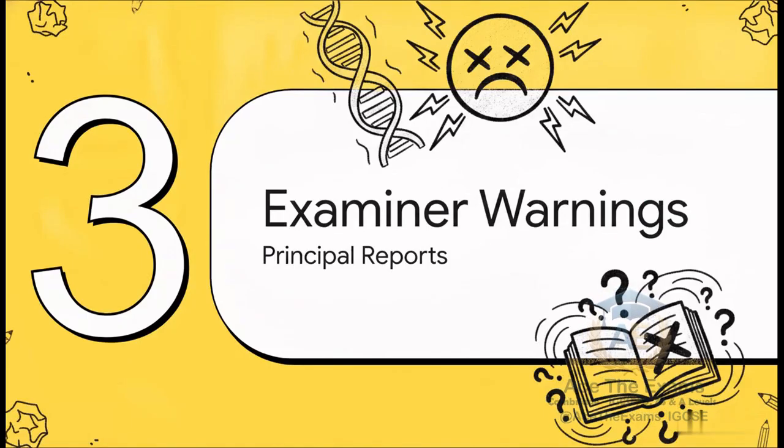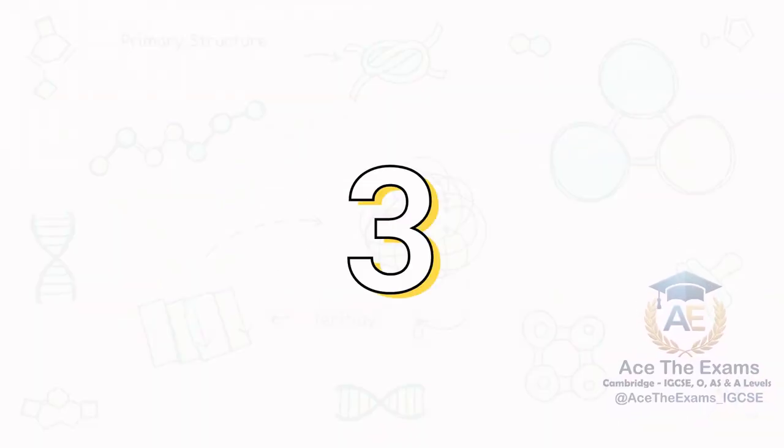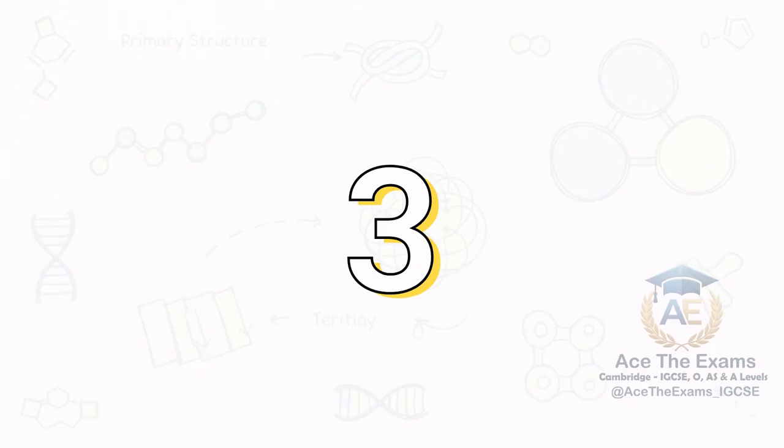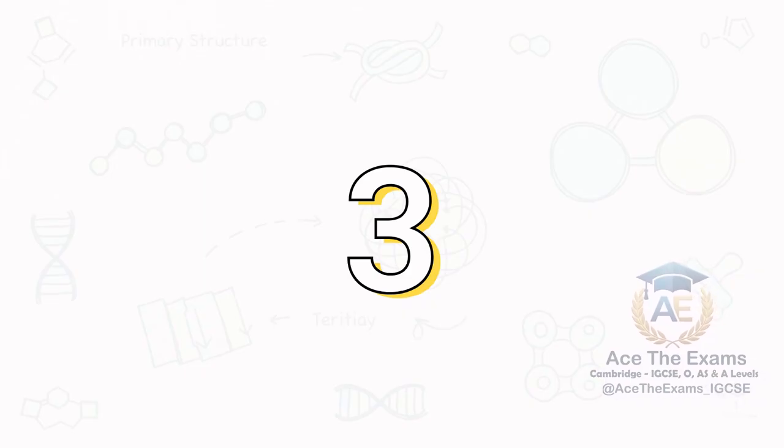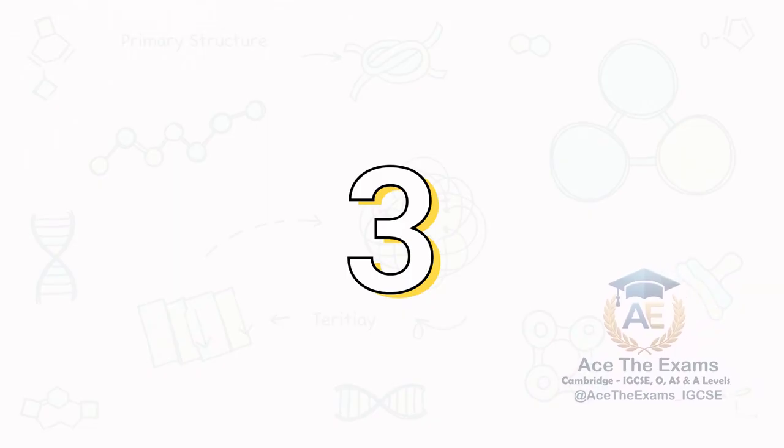Now we're entering the danger zone. Section 3, top examiner warnings straight from the principal examiner reports. Check out this number, just 3. 3 fatal traps are responsible for the vast majority of dropped grades in this entire topic. So let's uncover exactly what they are right now, so you never fall into them.